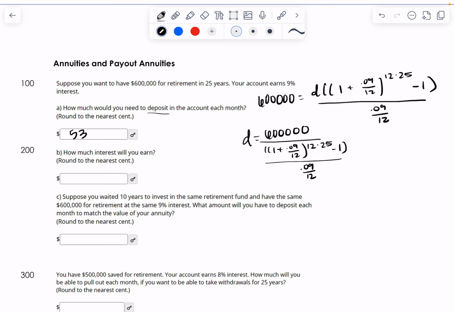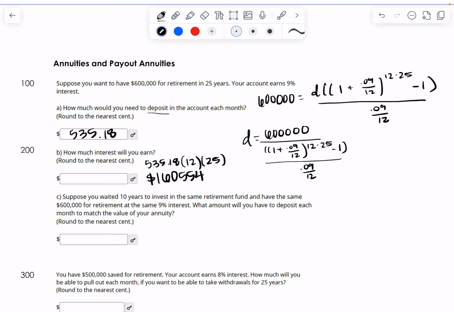And you should get $535.18. And then the next part is how much interest will you earn? So if you're putting in $535.18 every month for 25 years, then you would put in $160,554.